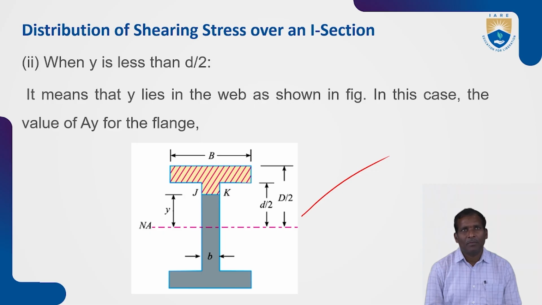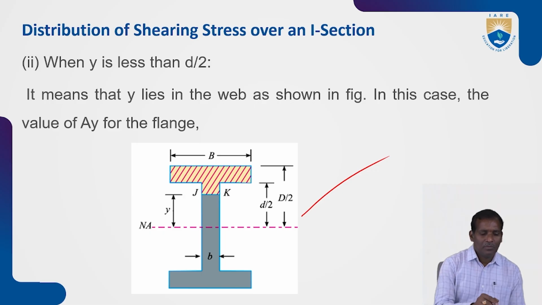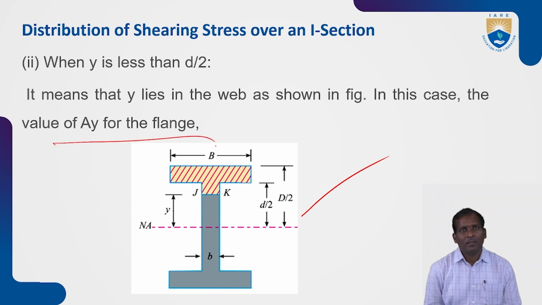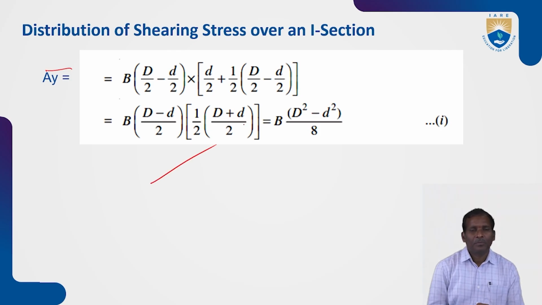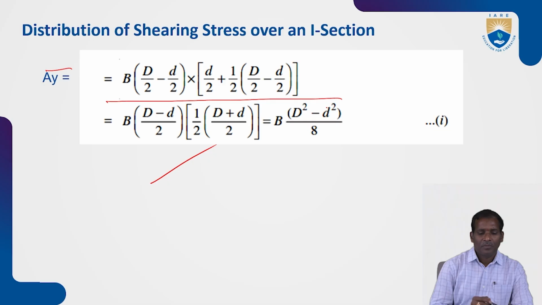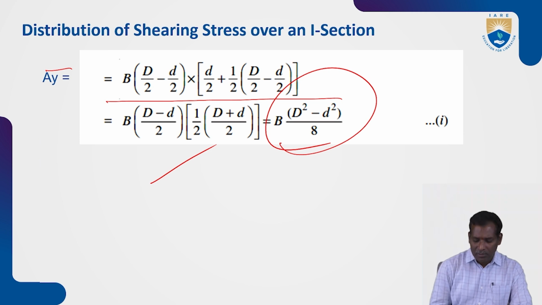So in this case, the value of A y bar for the flange. So that is A y bar is equal to B into D by 2 minus small d by 2 into d by 2 plus half of the D by 2 minus d. So finally you will get capital B into capital D square minus small d square by 8.